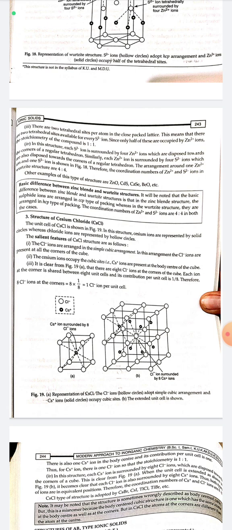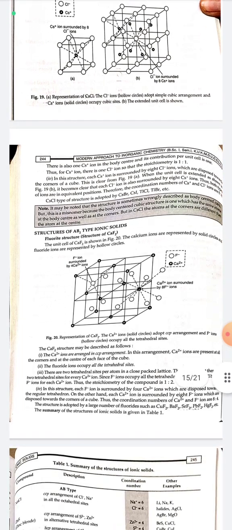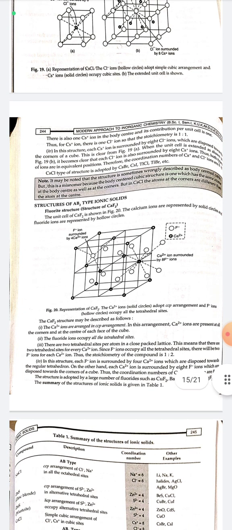It is clear that there are 8 chloride ions at the corners of the cube. Each of the ions is shared by 8 unit cells. It contributes 1 by 8 per unit cell. Therefore, 8 chloride ions at the corners make 1 chloride ion per unit cell. There is also one cesium ion at the body center, and it contributes 1 per unit cell. For the cesium ion there is 1 chloride ion, so the stoichiometry is 1:1.